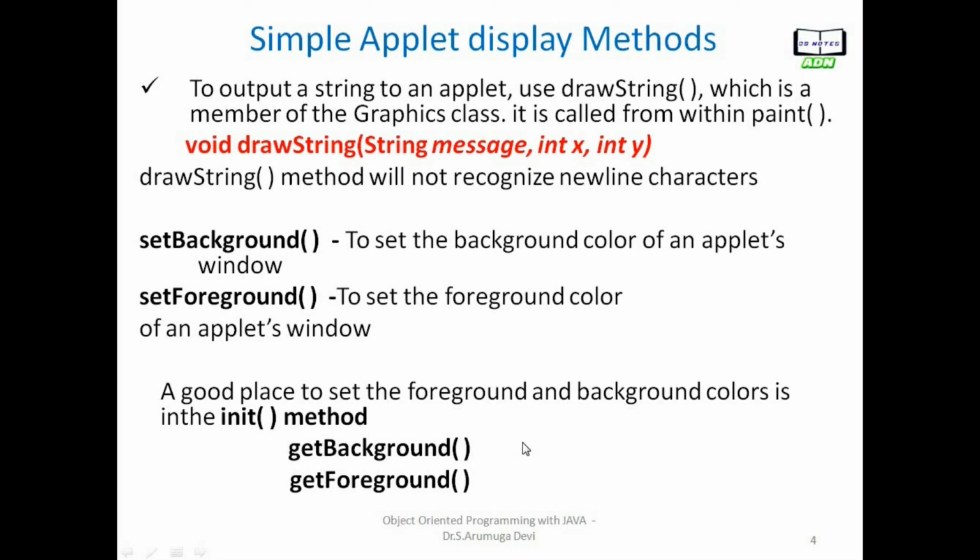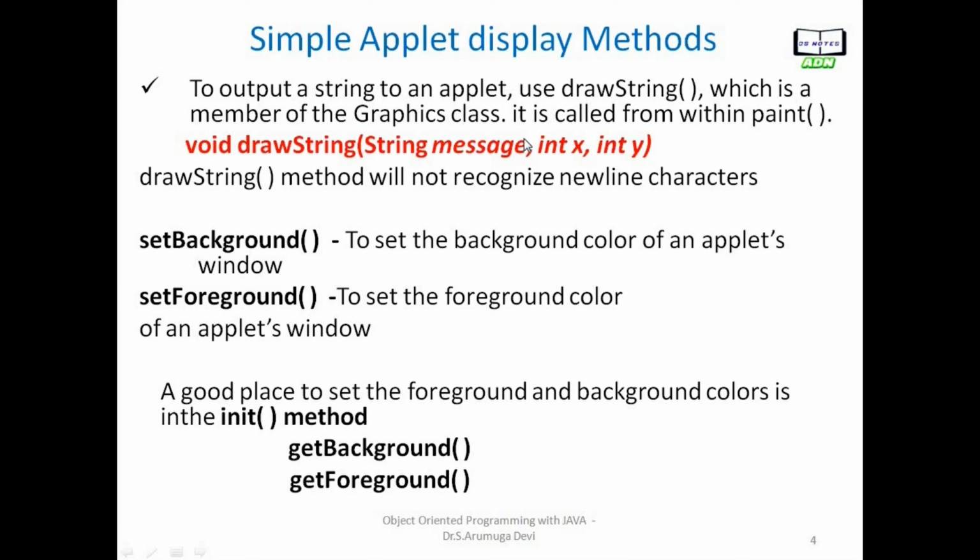Simple applet display methods. In other Java programs we have used System.out.println to display output, but in an applet we can use the drawString method to display text messages and other output. Drawoval, filloval and other graphics methods can be used for displaying graphical output. But for displaying text output, we use the drawString method. So to output a string to an applet, the drawString method is used.